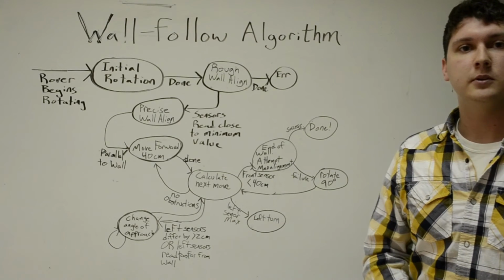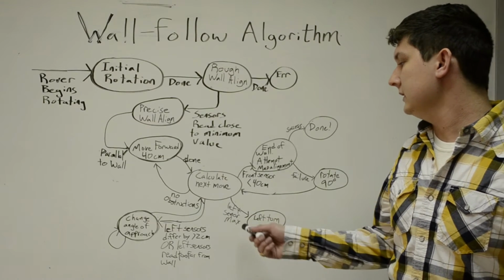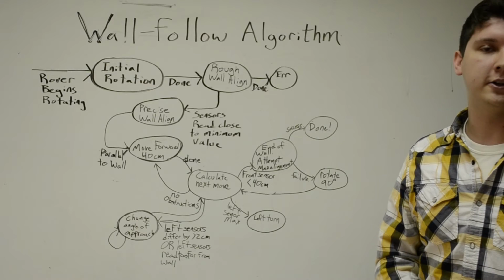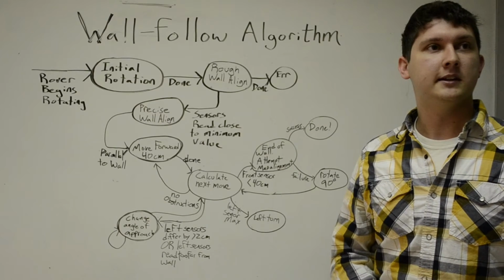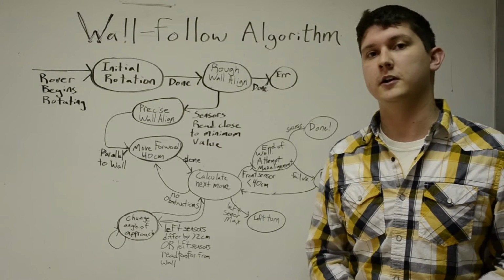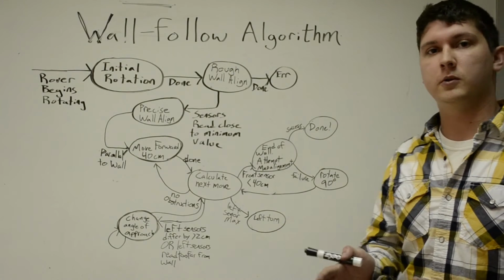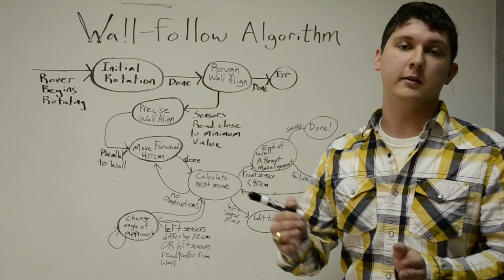If it gets to calculating its next move and the left sensor is maxed out, either one of the two left sensors is maxed out, that means that the left wall's disappeared and it needs to make a left turn. So it will align to the wall again, drive forward, and then proceed with the left turn.